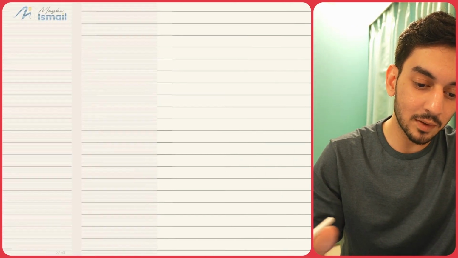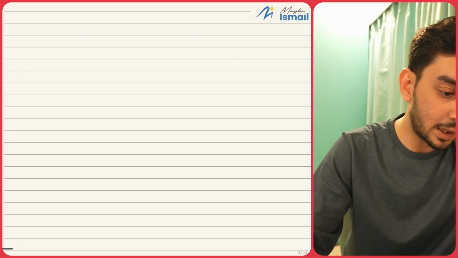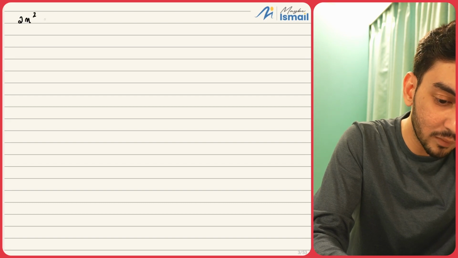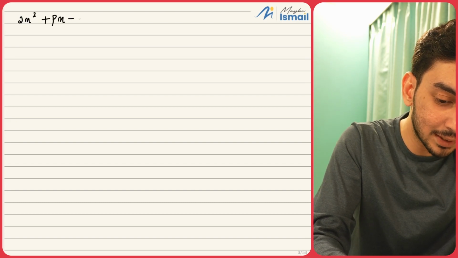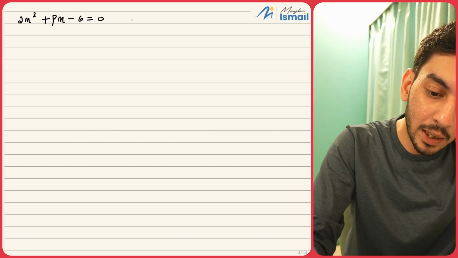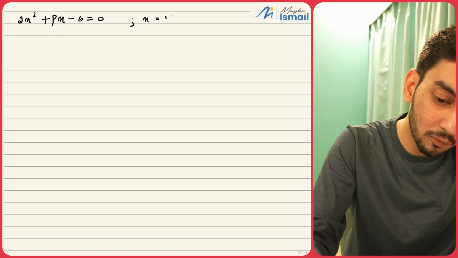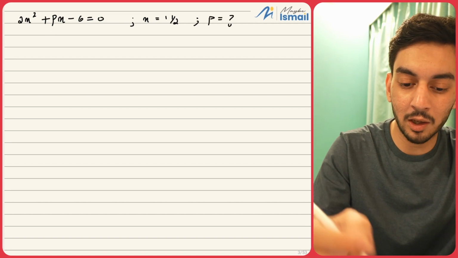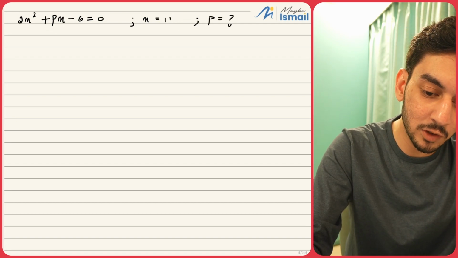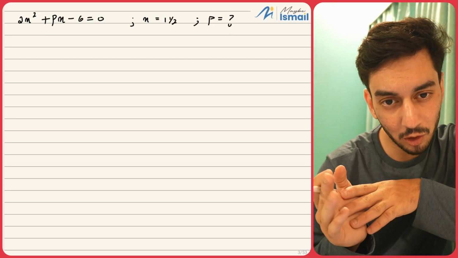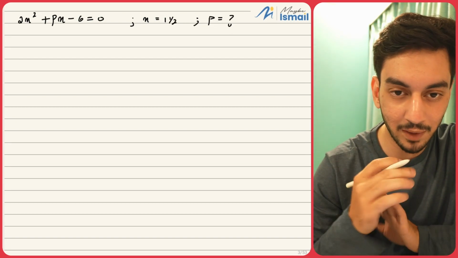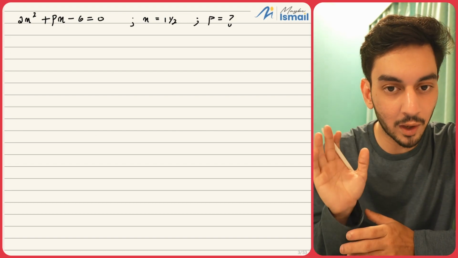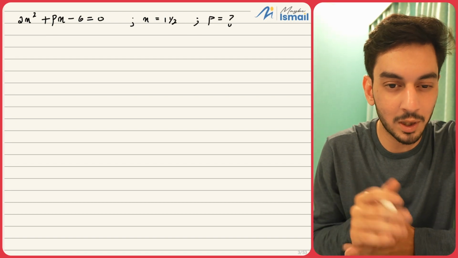Let us start with the very first question. The question says that there is an equation, 2x square plus px minus 6 is equal to 0, and it says if x is equal to 1 upon 2, then find the value of p. That's the entirety of the question. An equation is given to you and the value of x is given to you. You need to find the value of p. It's very basic, very easy. What you do is you just plug in the value of x as 1 upon 2 in the equation and figure out the value of p. You just solve the equation normally the way you would do it.